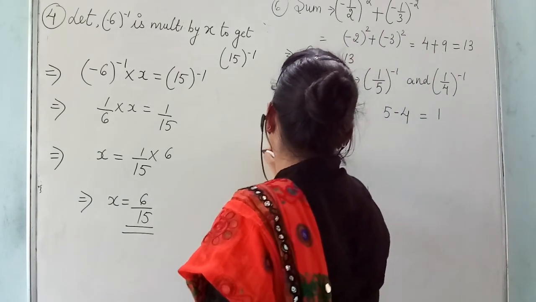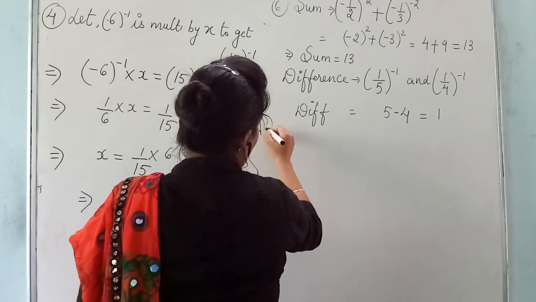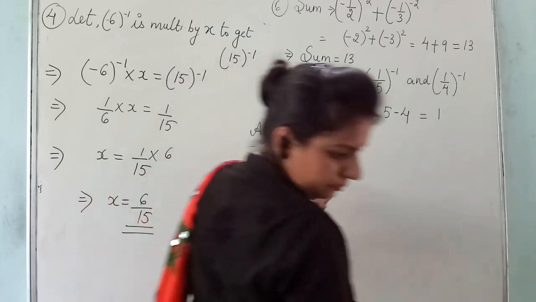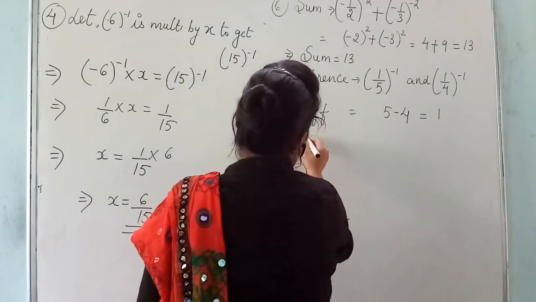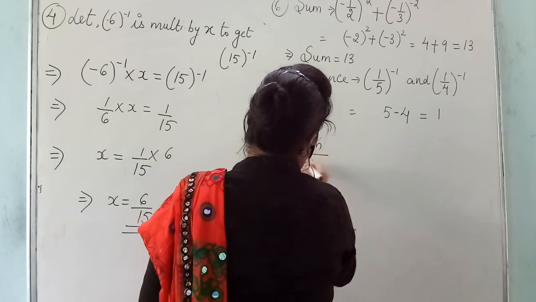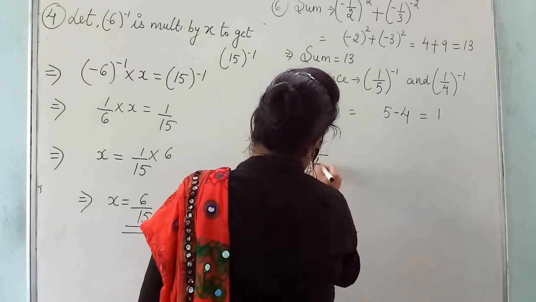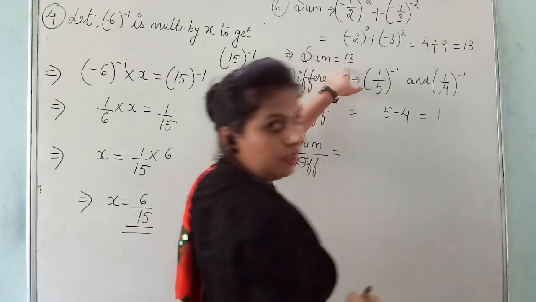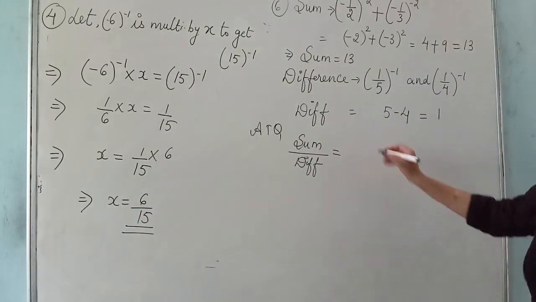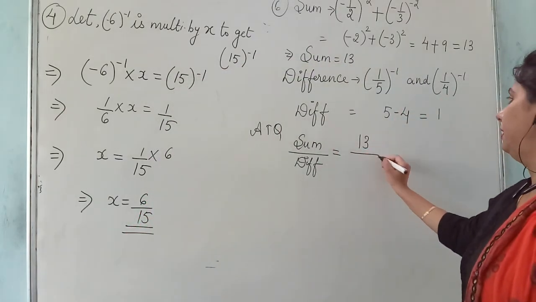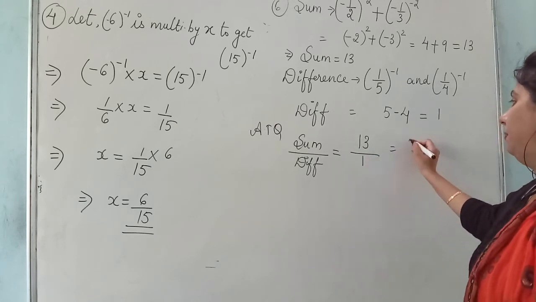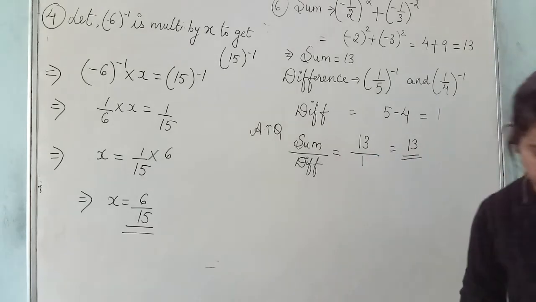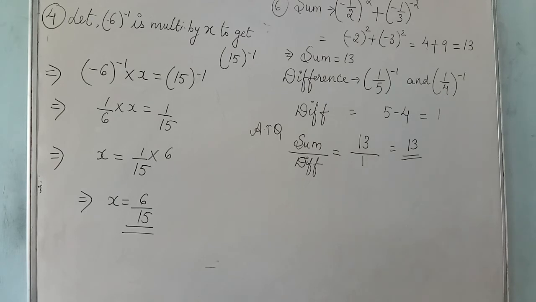Now according to the question, sum upon difference. What is our sum? 13. Our sum is 13 and the difference is 1. So our answer will be 13. Here we have completed exercise 2.1. So do the rest of the questions which I have left in your notebook.